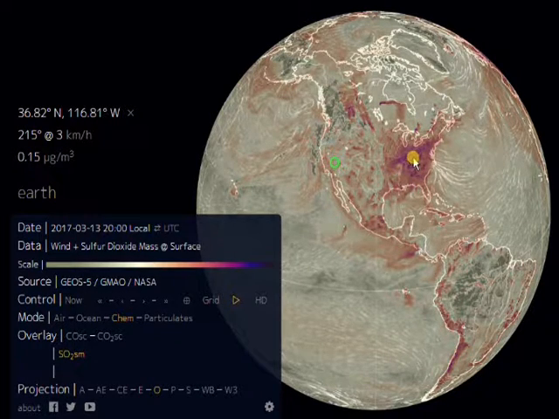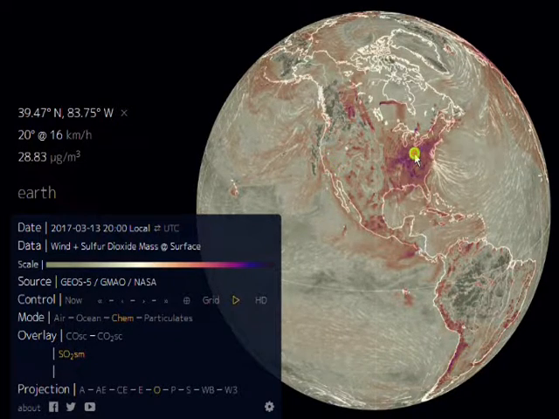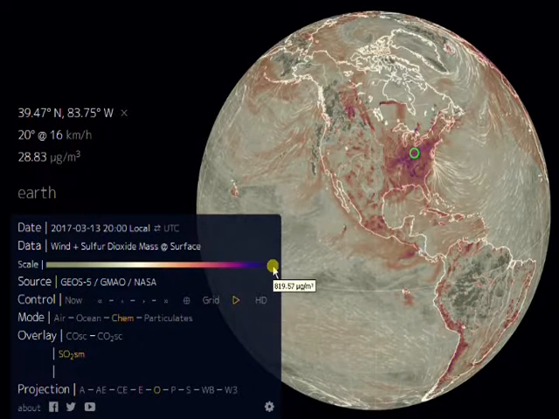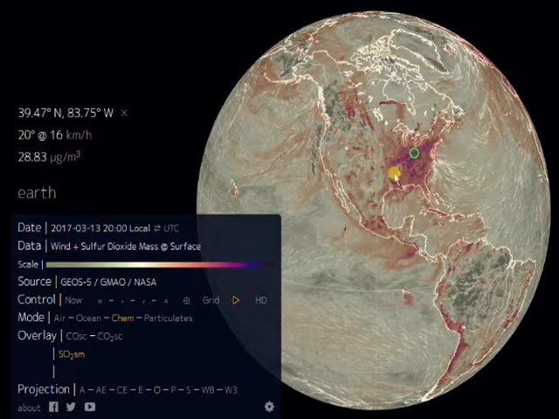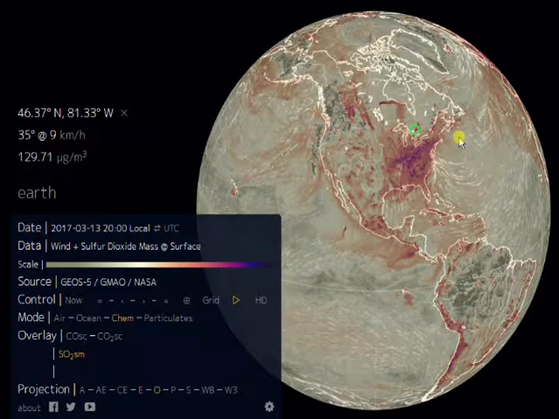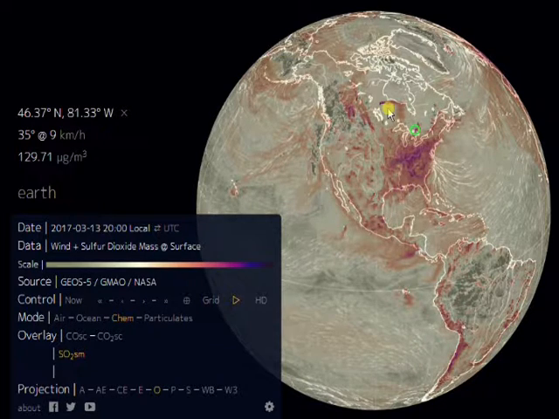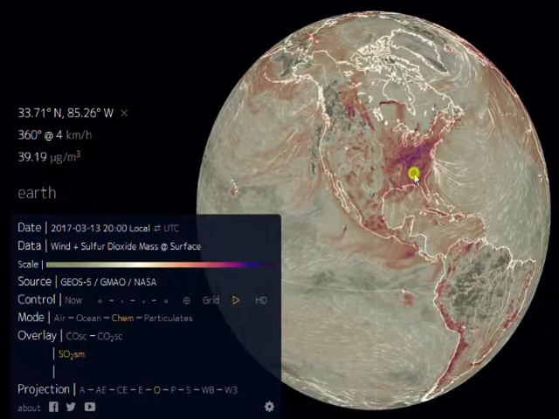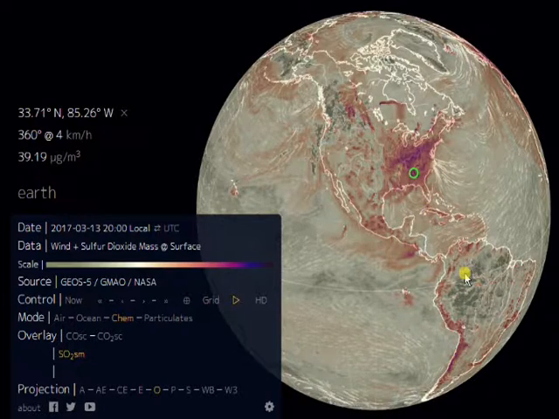Then let's go to the Great Lakes here. 28. So remember, 28, the max scale here, 819. There's 100. Look, that's in Canada. 130. All those dastardly Canadians. Okay, so it looks like maybe the United States isn't the big culprit after all.